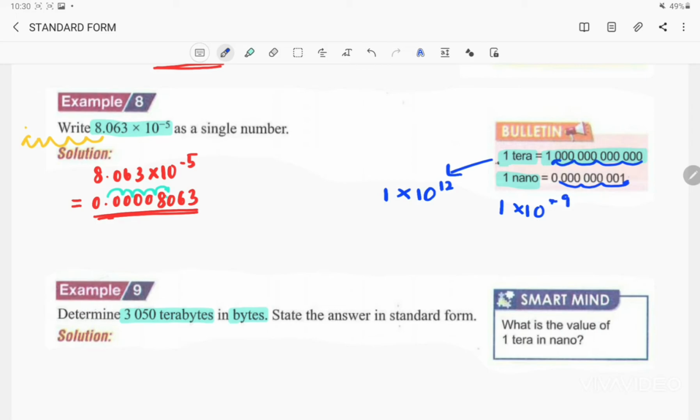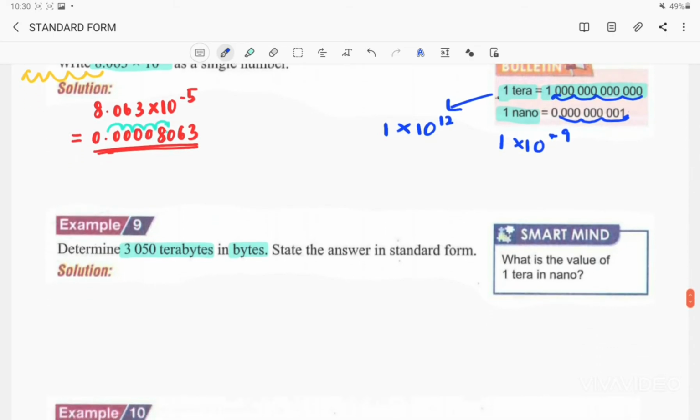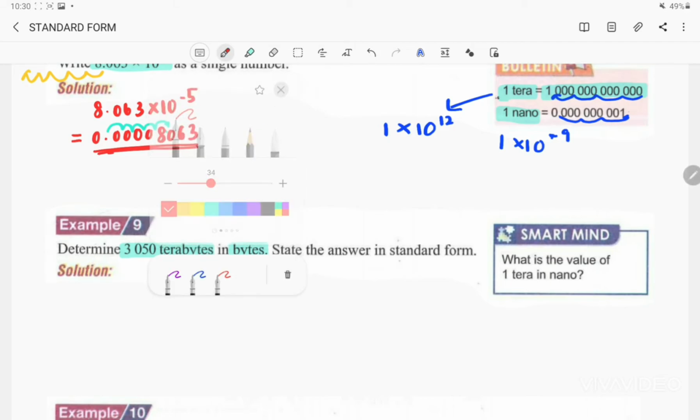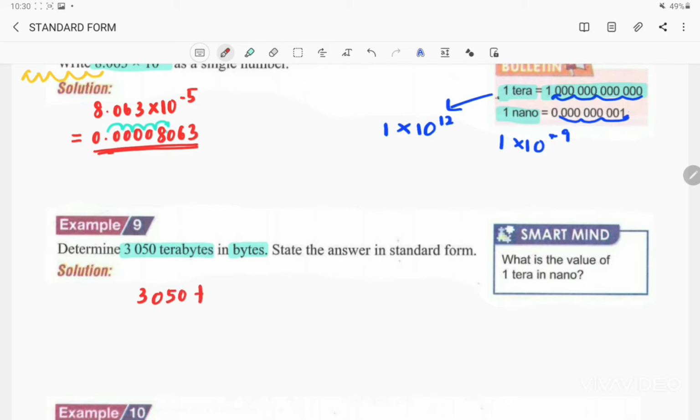Okey, ini untuk nano. Alright, so look at example 9. Determine 3050 terabytes in bytes. Okey. So kita nak dapatkan dalam unit bytes. Macam mana tu? Okey. 3050 terabytes. Okey. Kita tulis 3050.